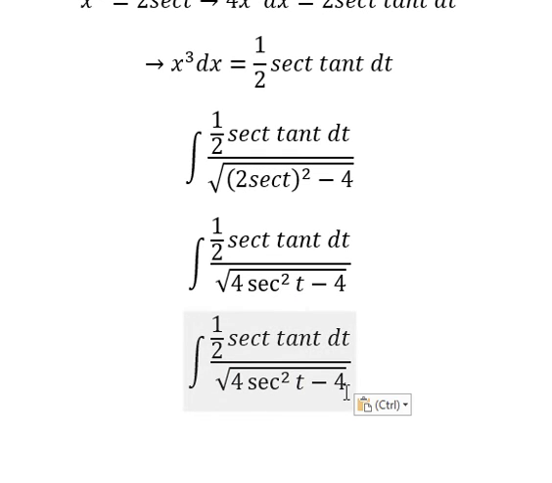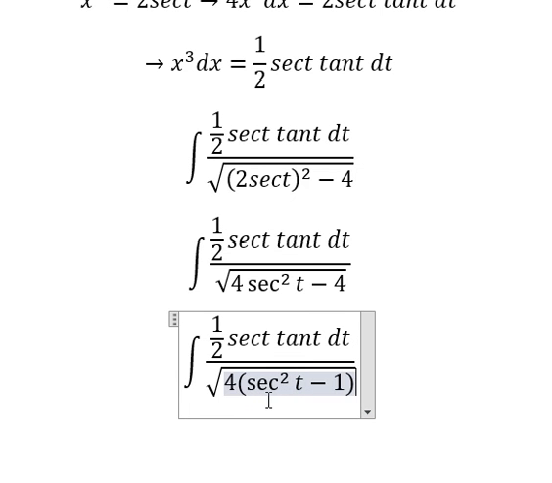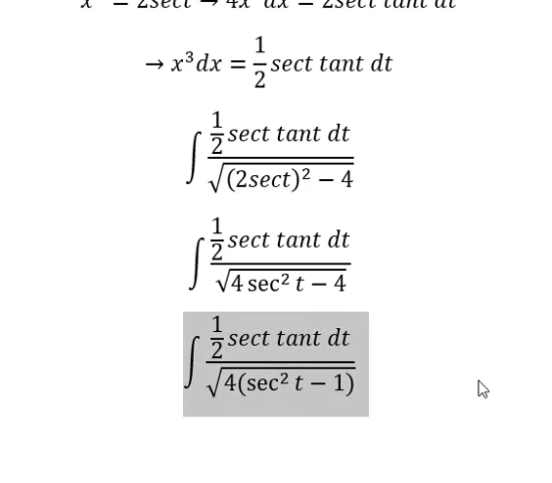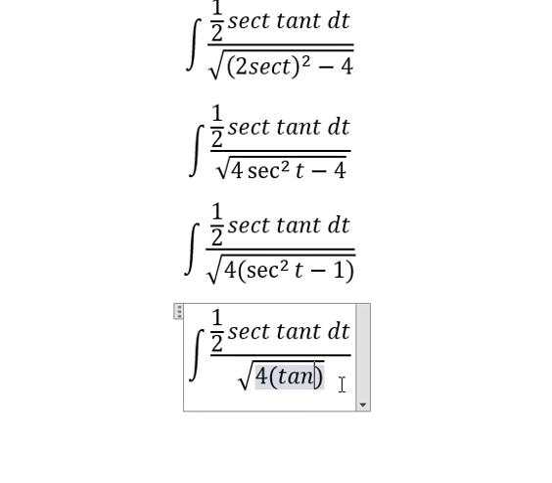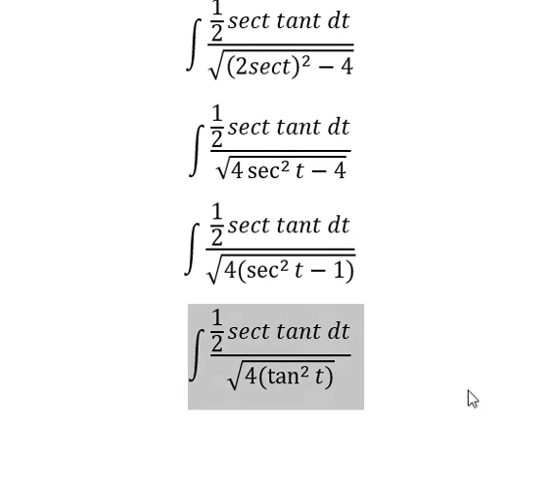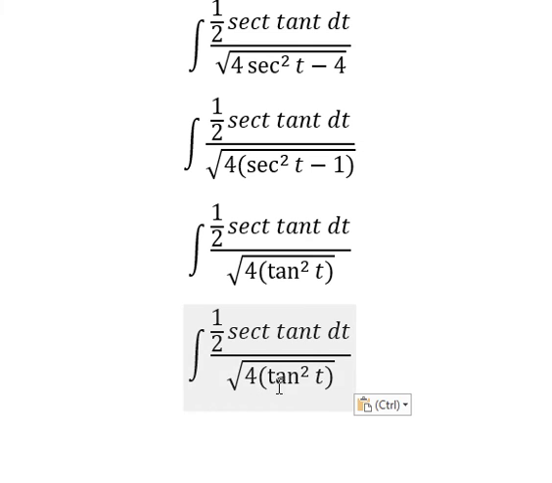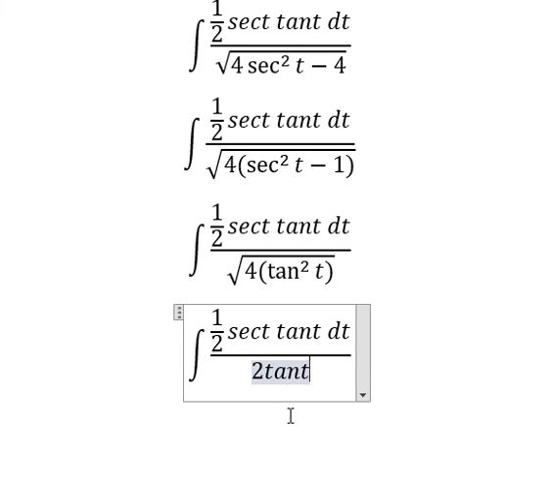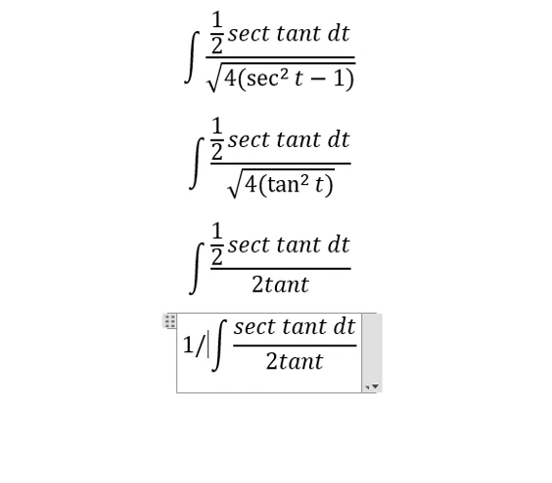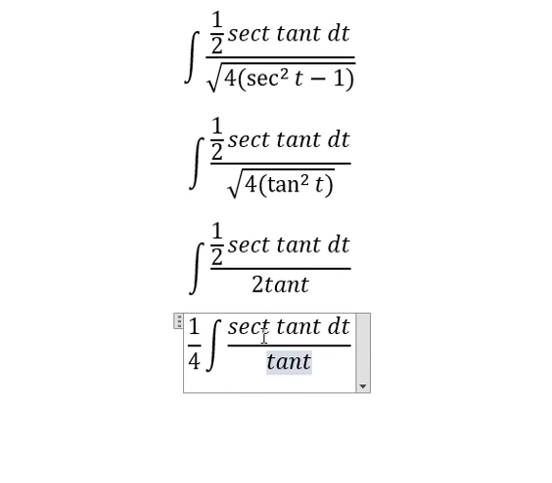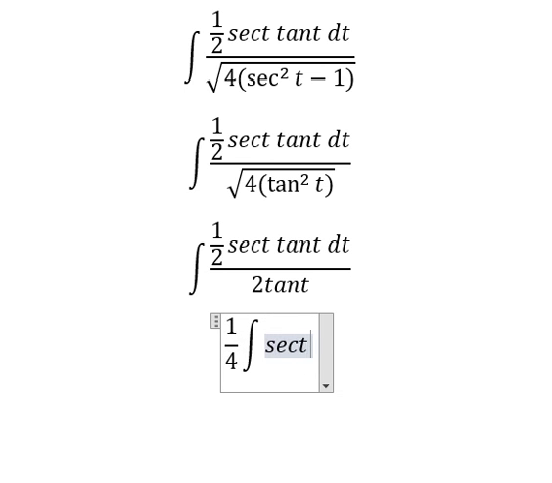4 and 4, we can do factorization. This one is tan t square. The square root of 4 tan t square is 2 tan t. So 2 and 2, we have 1 over 4. So this one you get secant of t.